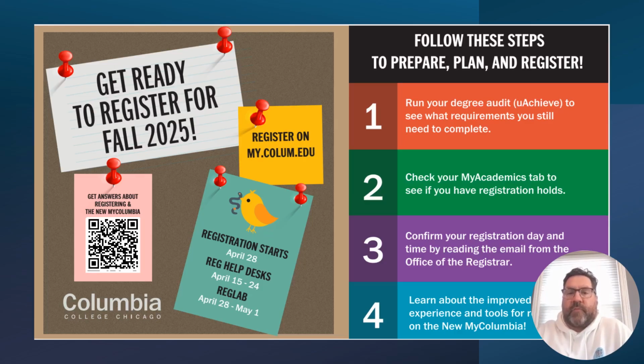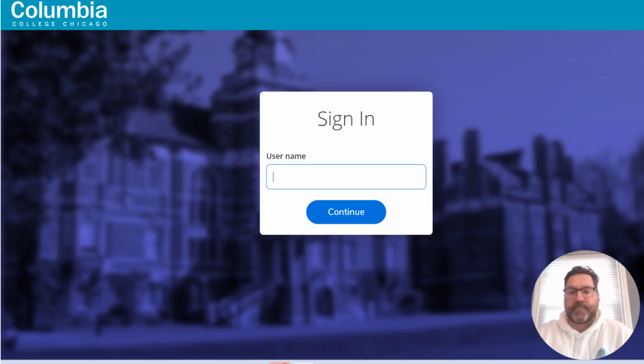Self-service is where you will be able to view your financial aid information, and it is also where you will plan your fall 2025 schedule and register for classes. In this video, I will share a brief overview of how you can access self-service, how to plan your classes for fall 2025, and then register for those classes.